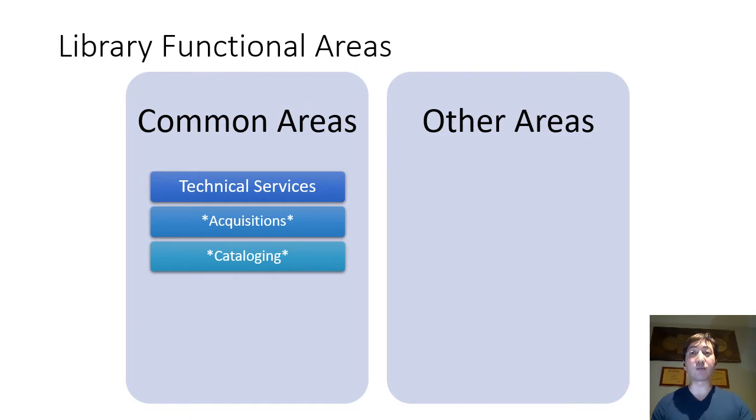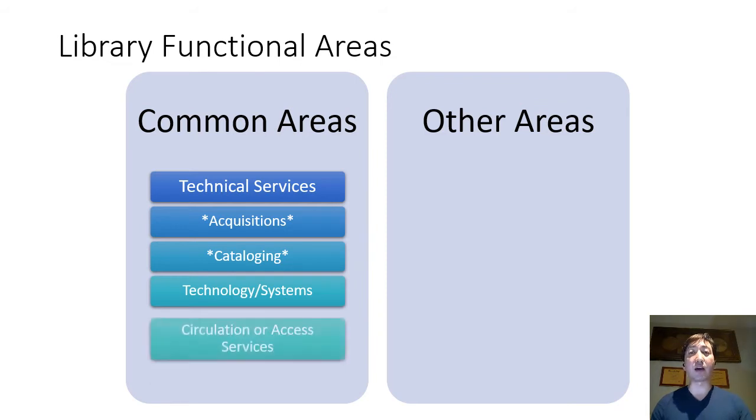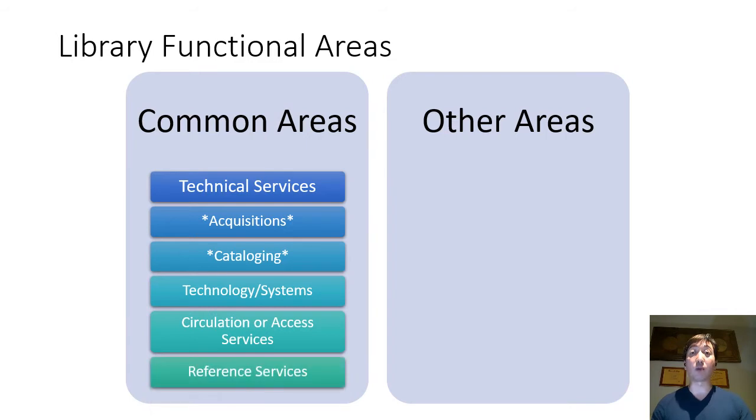Though not part of technical services per se, libraries commonly have a technology or systems area that oversees all the different technological systems that the library uses. On the public service side of the house, we have circulation or access services, which focuses on getting material into the hands of community members. We also have reference services, which assist community members with finding resources within the library's collection or beyond.